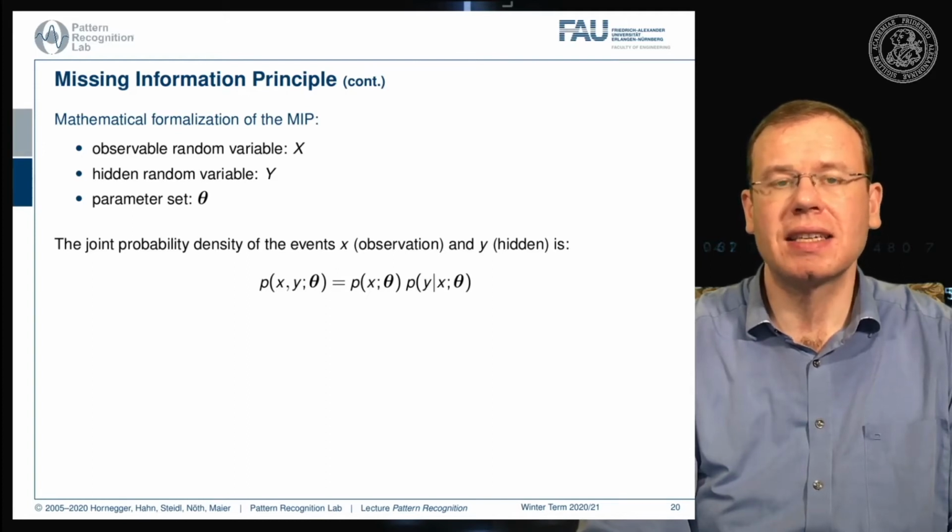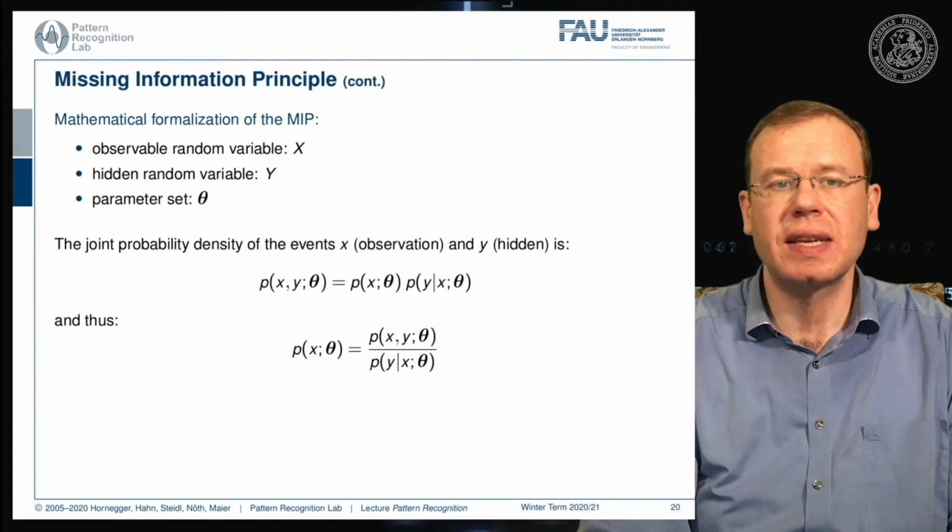Now we can use this to formalize the joint probability density of the events x, the observable part, and the hidden part y. The probability of x and y and parameters theta can be expressed as the probability of x and theta times the probability of y given x and theta. Now we can reformulate this, and we see that our p of x and theta is given as the fraction of p of x and y and theta divided by p of y given x and theta.